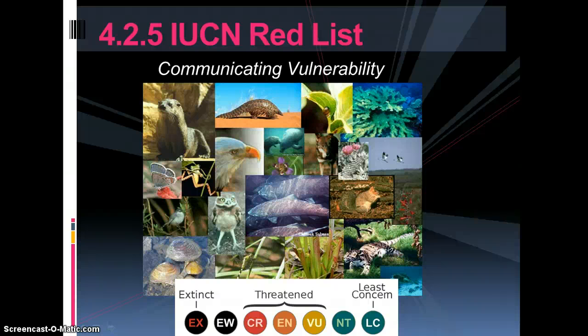Hey IB Environmental students, we're going to do 4.2.5, the IUCN Red List, Communicating Vulnerability, our second part of 4.2.